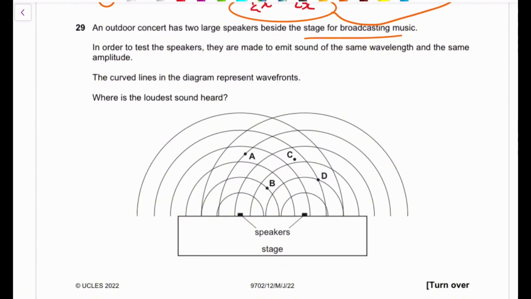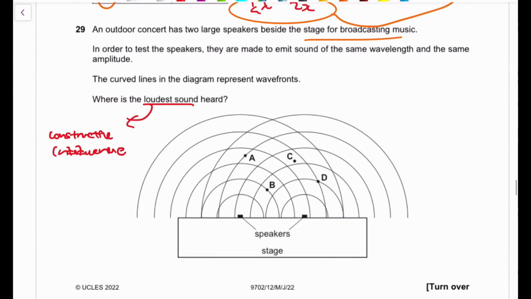So basically, when you have these questions, the loudest sound is heard when we have what we call constructive interference. Constructive interference basically means that the waves meet in phase. The crest of one wave meets the crest of another wave.